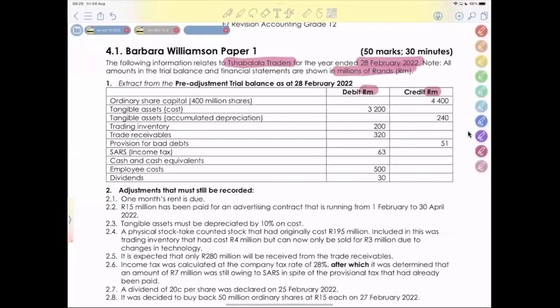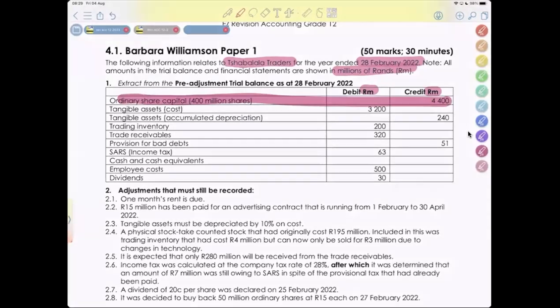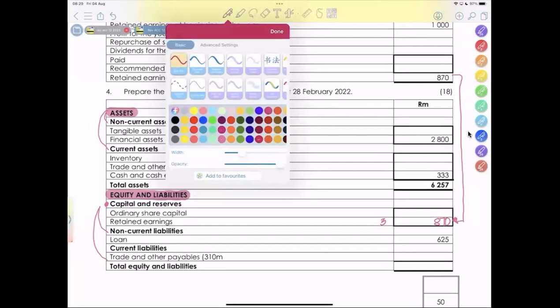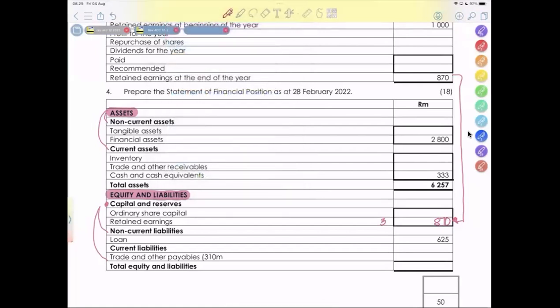So the first piece of information that we're given is the fact that we've got ordinary share capital of 400 million shares. If we go to our statement of financial position, we'll want to show that 400 million shares as the 4.4 billion. So in ordinary share capital, you would write 4,400, because remember the million is assumed after that. And what you could also do is just make a little note for yourself that that is 400 million shares, because you might need that when calculating your share value later on.